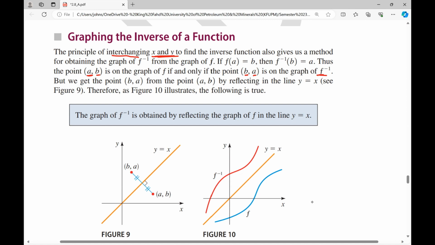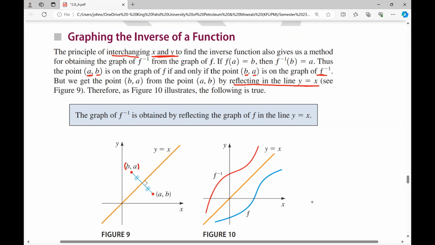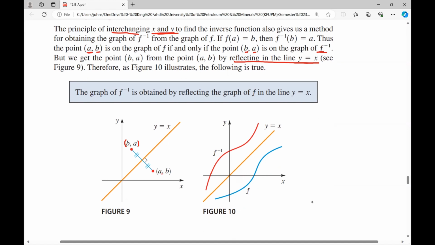But how can we get the point (b, a) from the point (a, b)? This is simply by reflecting across the line y equals x. Now look at it. If you have a point, look at this point. This is point (b, a). If you put the line y equals x here and reflect this point across this line, it will become here. But here, what will it be? It becomes (a, b).